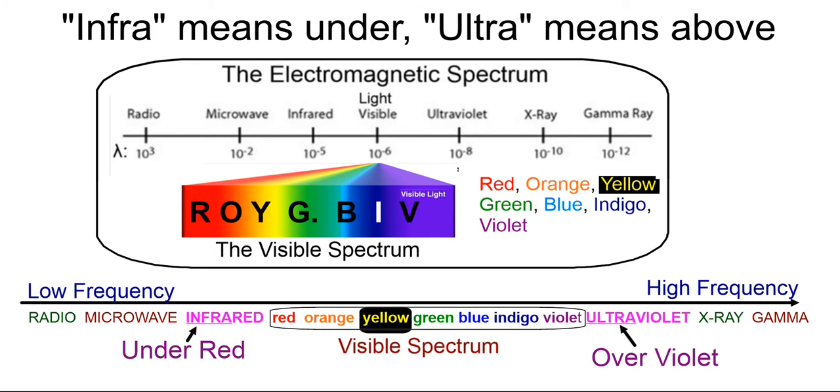In fact, what's interesting here is infra, that prefix means under. So there's red, infrared means under red. Makes sense? Yeah, that's what it means, under red. And over here, ultra means above. So violet's here in frequency. Right above that, in frequency, is ultraviolet, over violet. That's what those 2 things mean.